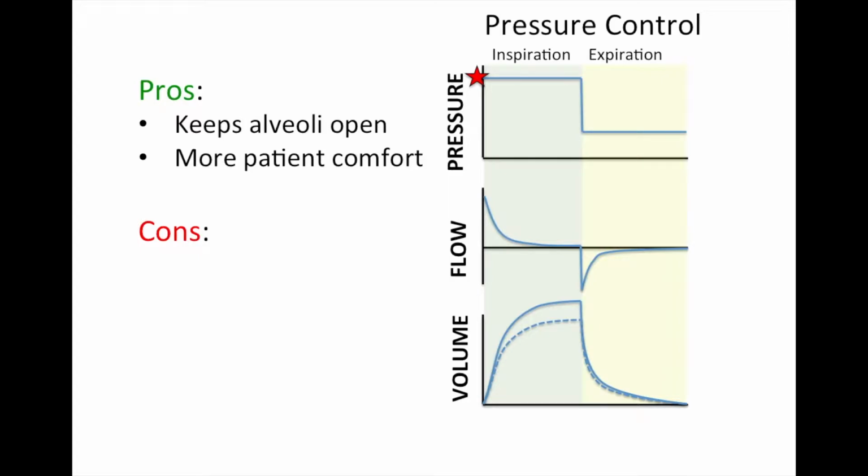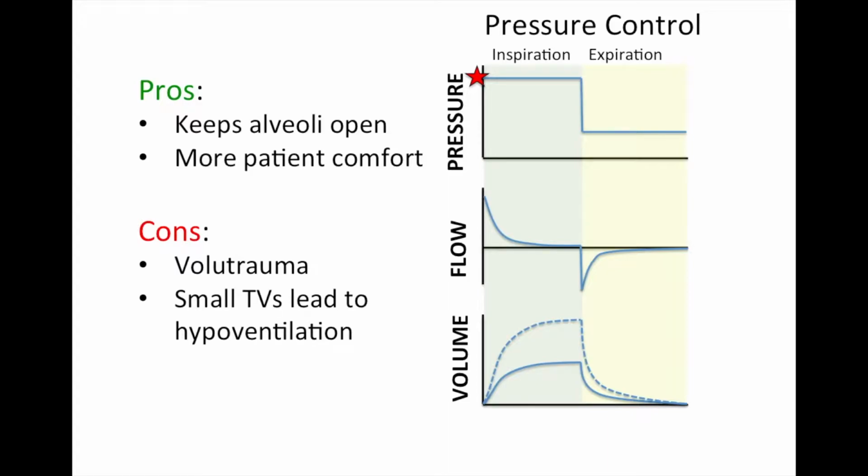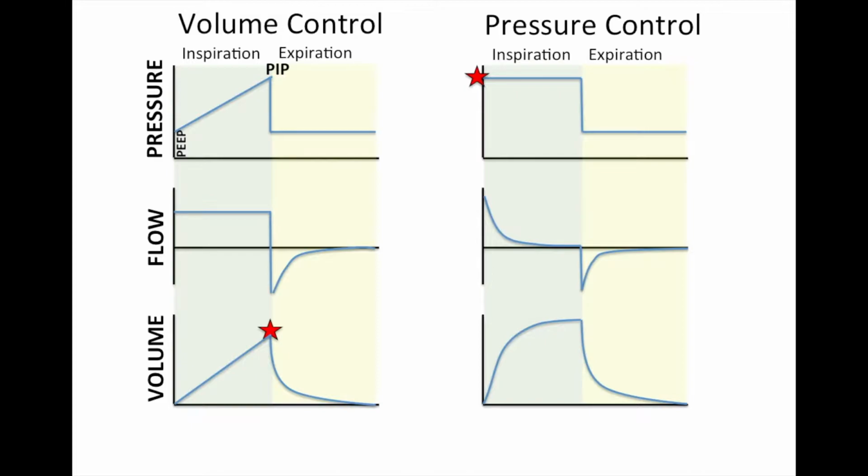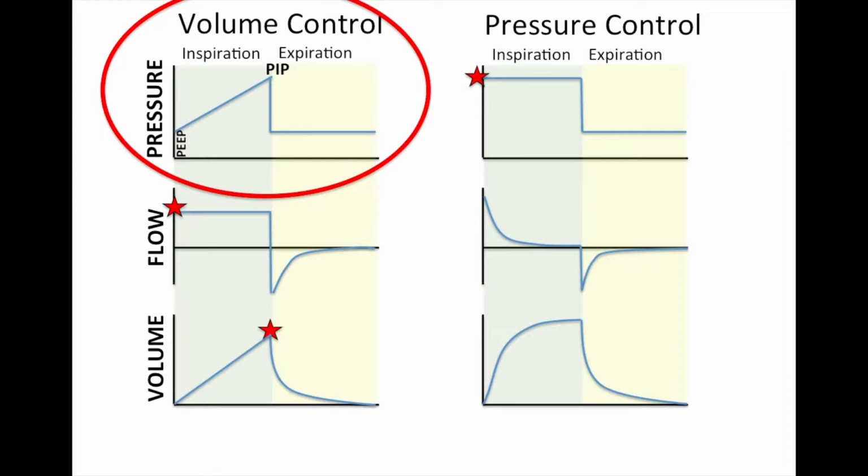If volumes get too high, we can cause volutrauma, and if the volumes get too small, we can get hypoventilation and increased PaCO2 levels if we think about the minute ventilation equation. When we compare both machines, we see that in pressure control, pressure is constant, but in volume control, we are really controlling flow rate.